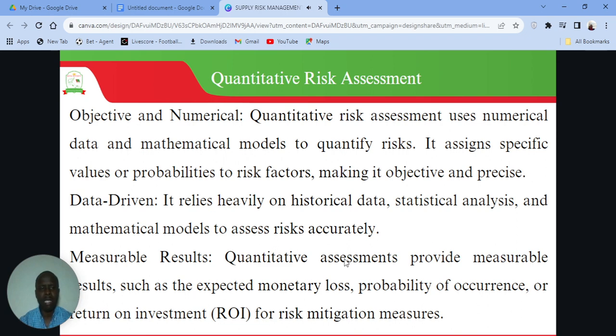And then this kind of risk assessment is also data driven. So we would practically be relying a lot on historical data, statistical analysis, mathematical models, and so on and so forth. And also we have measurable results. Quantitative assessments will always provide a way that we can measure results. For example, if it's something to do with monetary loss, we can say how much we lost. Maybe because an accident happened, maybe we had a loss of goods along the way. So through this method, we can assess the probability of loss and what we need to do.